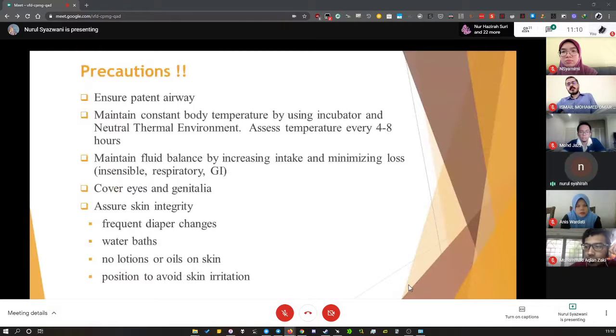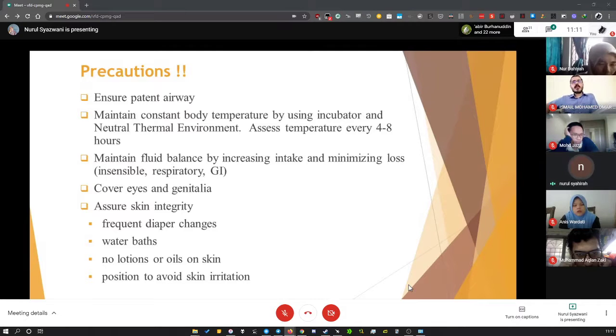Okay, for the precautions, we must ensure the patent airway of the baby, and maintain constant body temperature using an incubator and neutral thermal environment. We must assess the temperature every 4 to 8 hours. Maintain the fluid balance, increase intake and minimize loss of fluid. We must cover the eyes and genitalia of the baby, and check the skin integrity. We must do frequent diaper changes, water bath, not apply any lotion or oils on the skin, and the baby must be well positioned to avoid skin irritation.